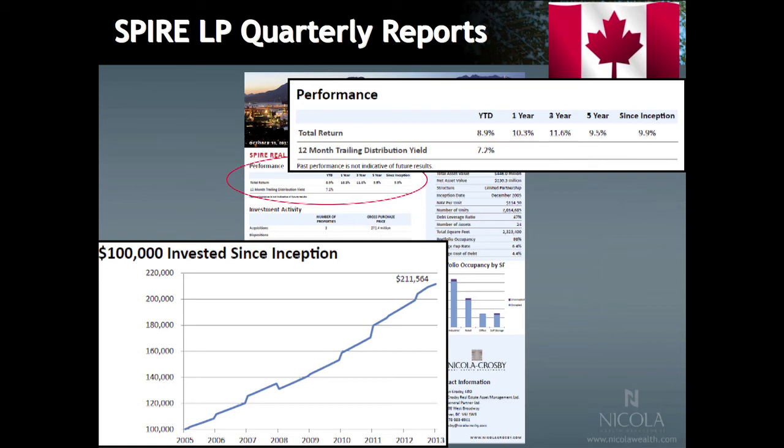The beauty of what we have with SPIRE, if you look at $100,000 invested since inception, to today you'd have $211,000. But notice the trajectory of that return. It's straight up. There's no volatility. And that's what we really try to do, is eliminate some of that volatility.